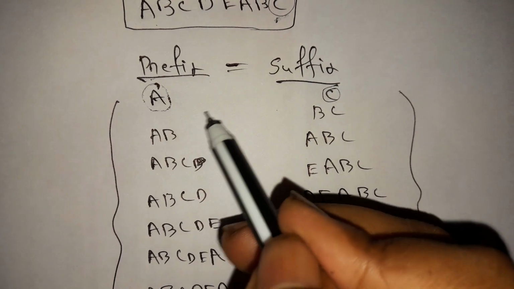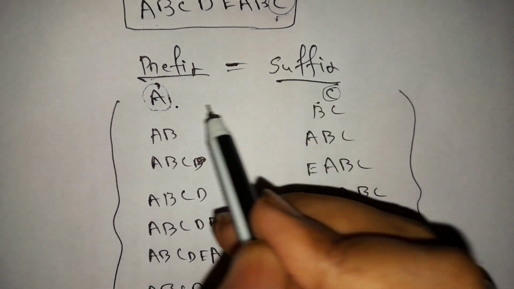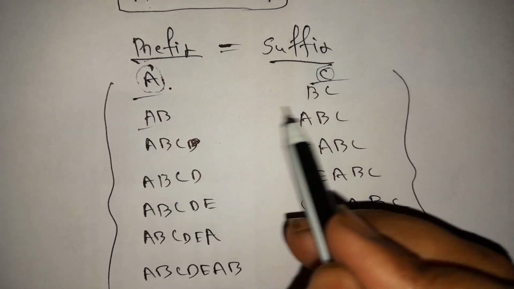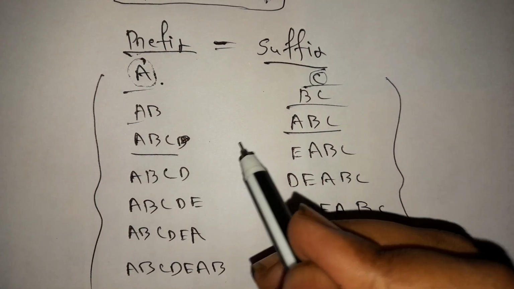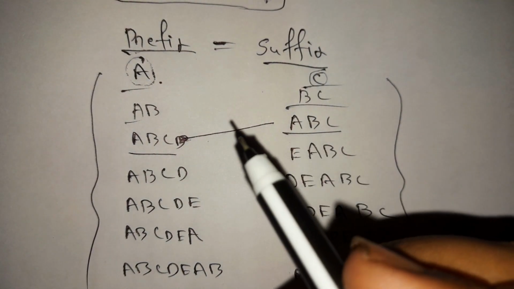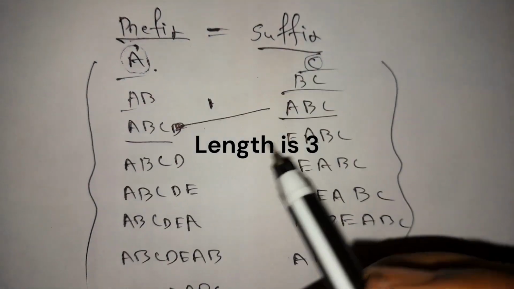Okay, here I have to compare between a and c. Is a equal to c? No, these two strings are not equal. Is ab equal to bc? No, this is not equal. Is abc equal to abc? Yes, my abc is equal to abc. So my longest length will be 3 till now.